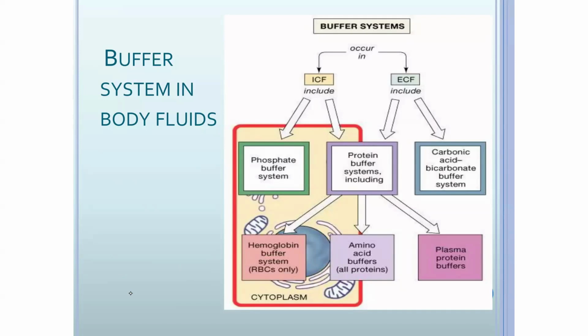This intracellular buffering system takes place in the cytoplasm of a cell, while the extracellular fluids include both the protein buffer system and the carbonic acid-bicarbonate buffer system. So this is the buffering system in a living system or in body fluids. But specifically in this video, we are focusing more on the phosphate buffer system.